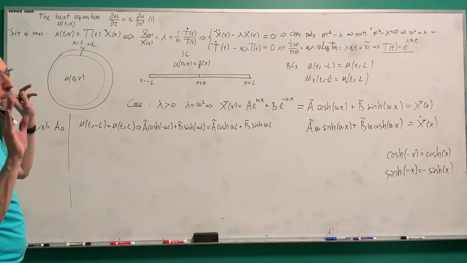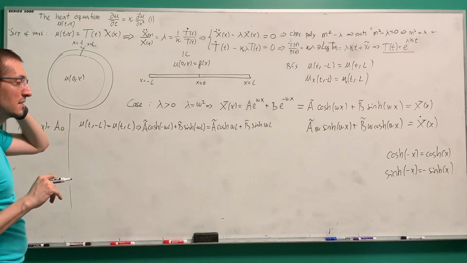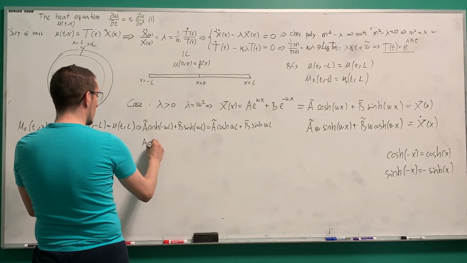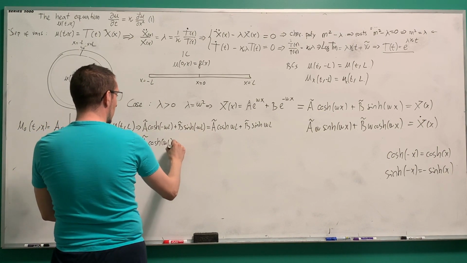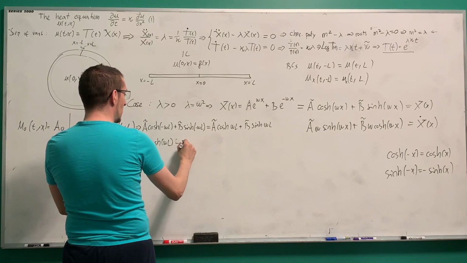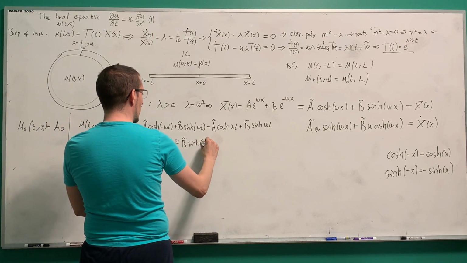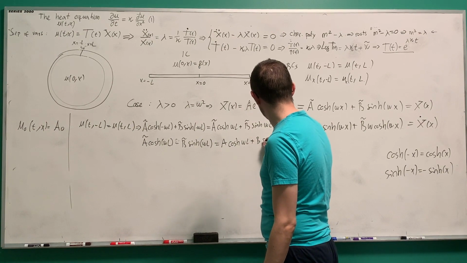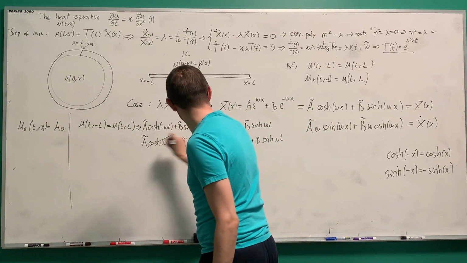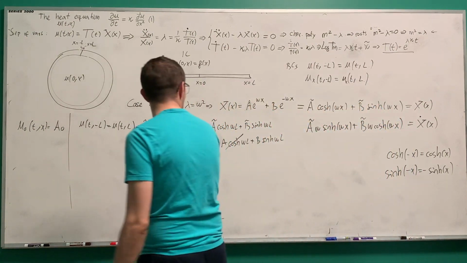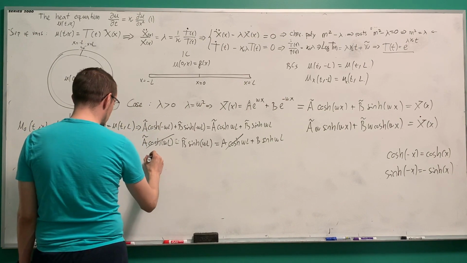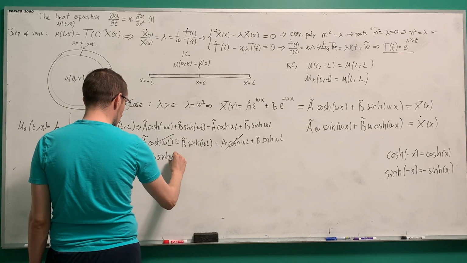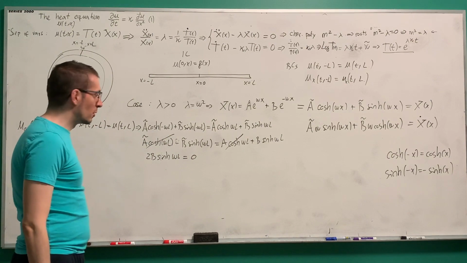All right, so now using the properties that the hyperbolic cosine is even and the hyperbolic sine is odd, we can write this again as a tilde cosh of omega L minus b sinh of omega L equals a tilde cosh of omega L plus b sinh of omega L. This one cancels that one, and what we get from this equation is that 2b sinh omega L equals 0.